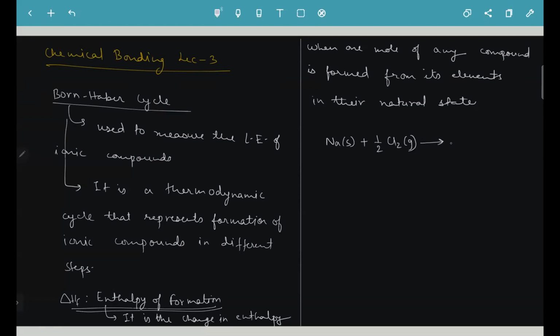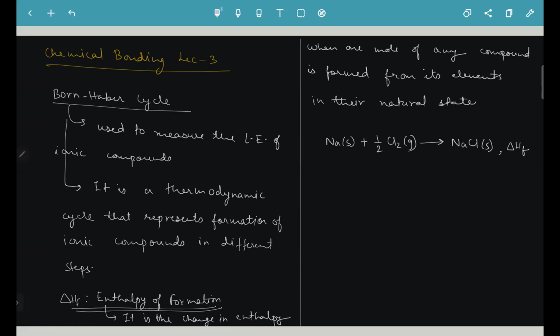So we have to represent the formation of sodium chloride from sodium and chlorine in their natural states. The natural state of sodium is sodium solid, and of chlorine is chlorine gaseous. We have to represent formation of 1 mole of the ionic compound, and the change in enthalpy during this process, the enthalpy of formation, will be denoted by delta HF. We can represent this in multiple steps. I'll take doubts later, in the last 10-15 minutes.